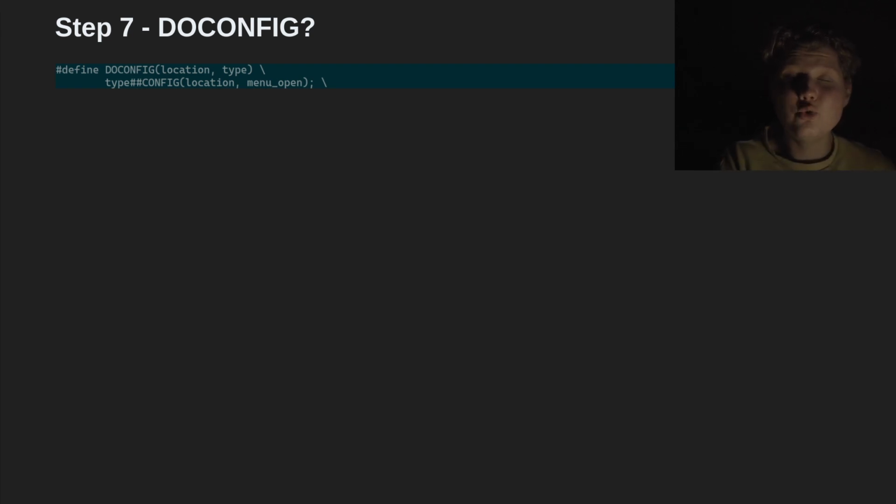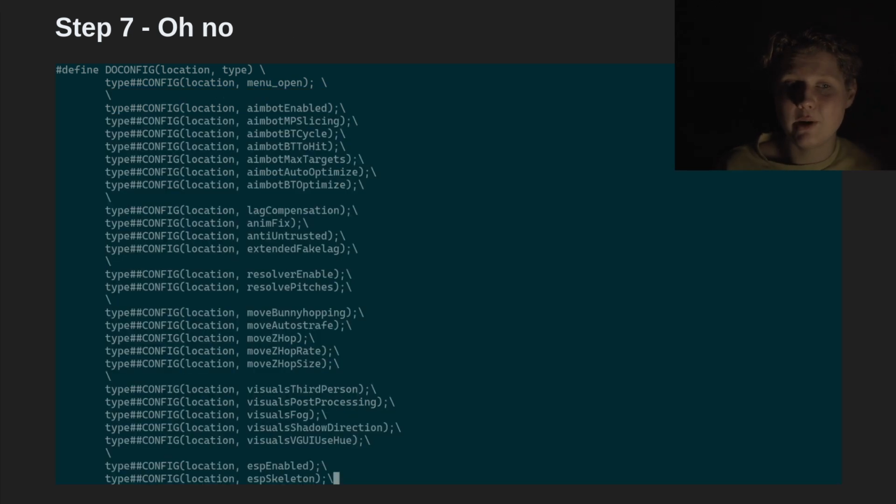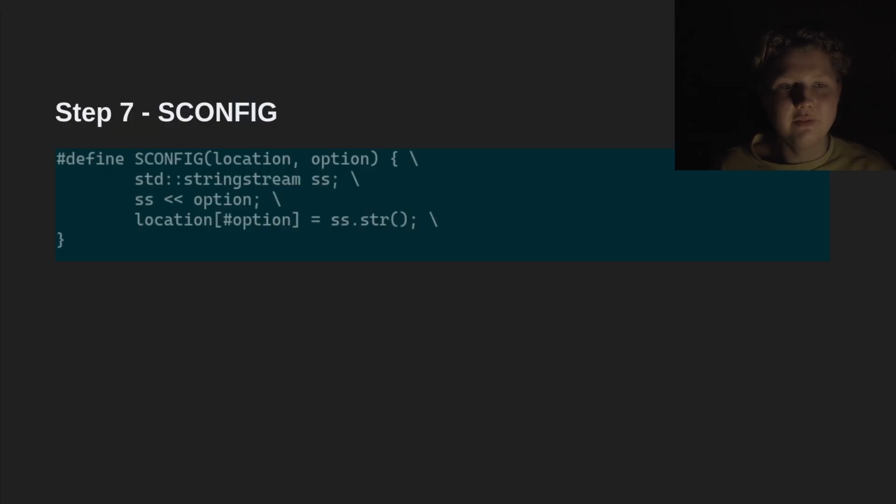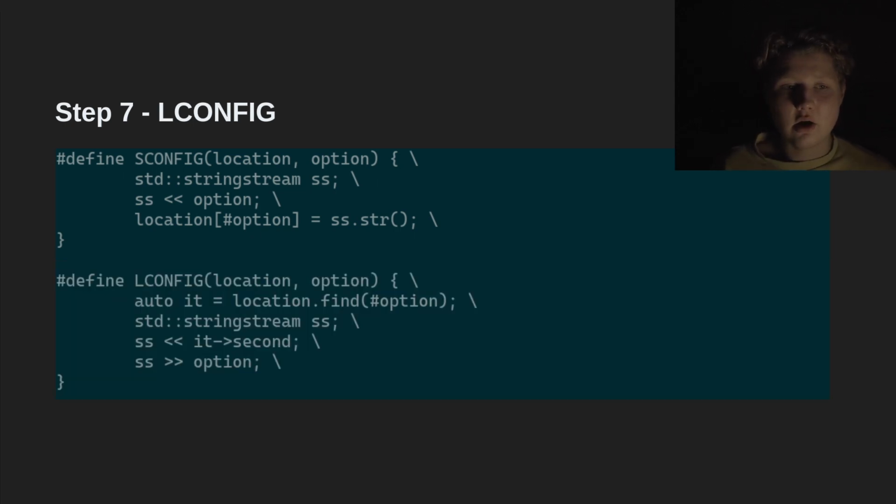And that's actually really, really awesome, I believe. You just have this single line which either loads or saves a config, and you just define it for every single variable, and it becomes rather scary. But it's not the scariest part. The sconfig is a simple input into a string stream and set it. lconfig is outputted from the string stream into the variable, and it's really simple.